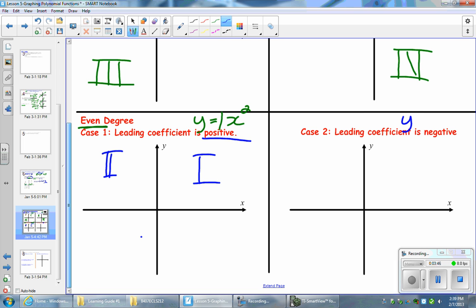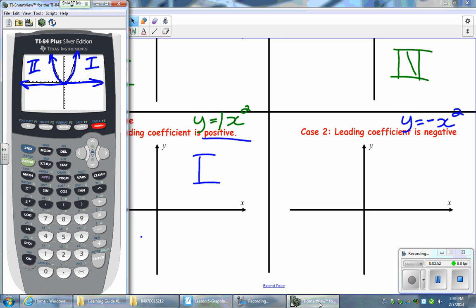We're going to graph y is equal to negative x squared, and take a look at what happens when we graph this function. Erase what you had in there, and plug in negative x squared, so negative x to the power of 2. And look at the end behavior this time.